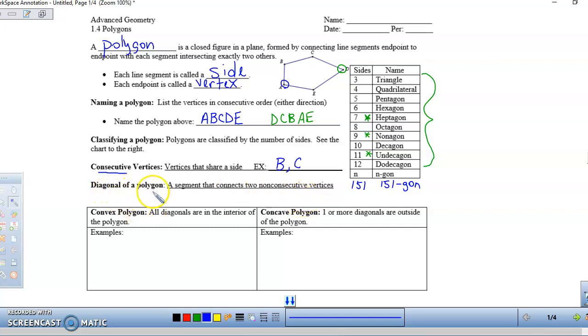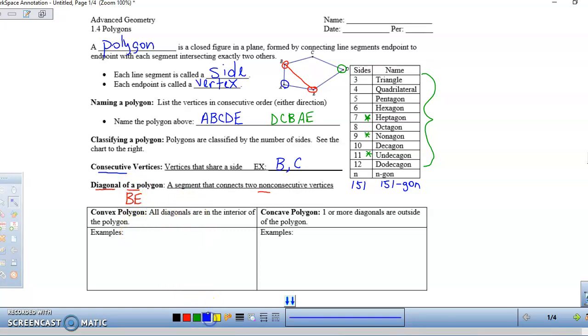Diagonal of a polygon. So a segment that connects two non-consecutive vertices. So two vertices that are not next to each other is a diagonal. So for example, let's say I picked B as my starting point. Well, B to C, those are consecutive. That would be a side. B to A, those are consecutive. That would be a side. So I want to connect non-consecutive vertices. So BE would be an example of a diagonal.